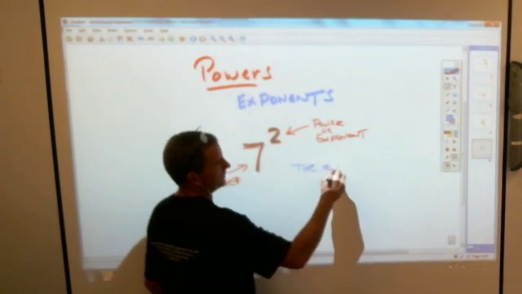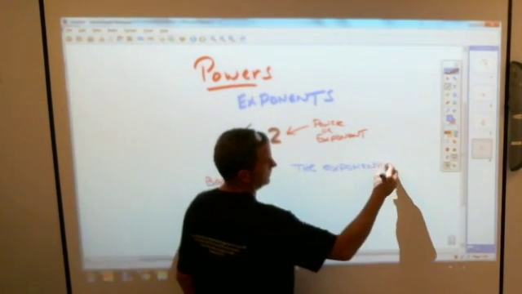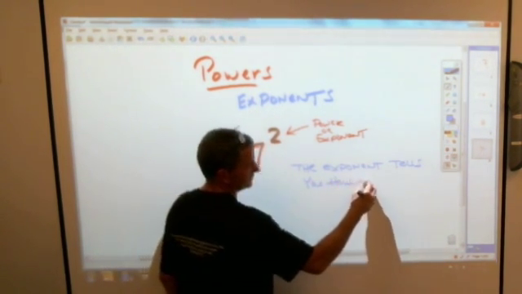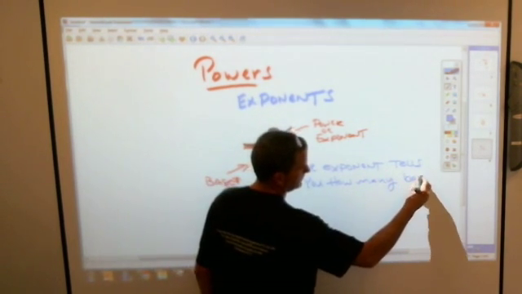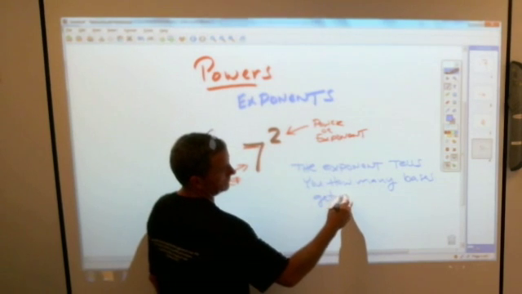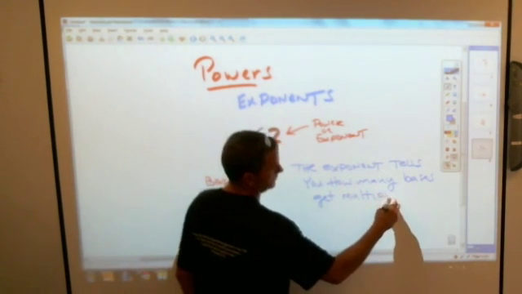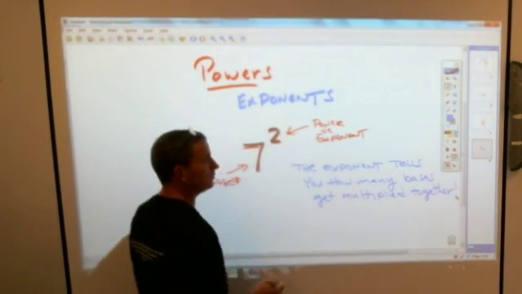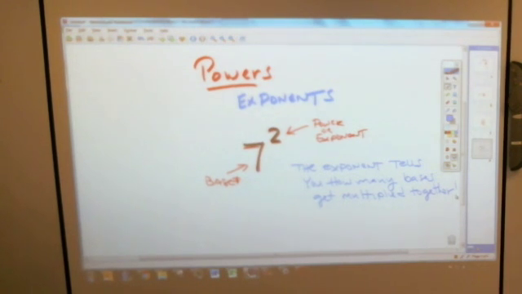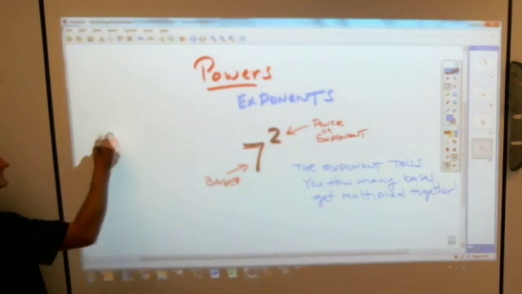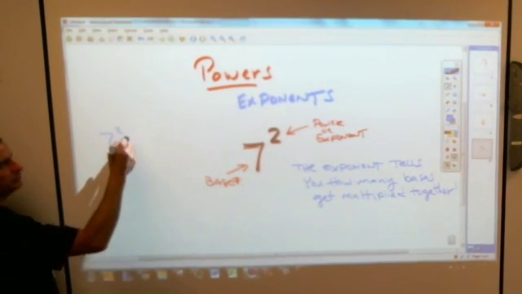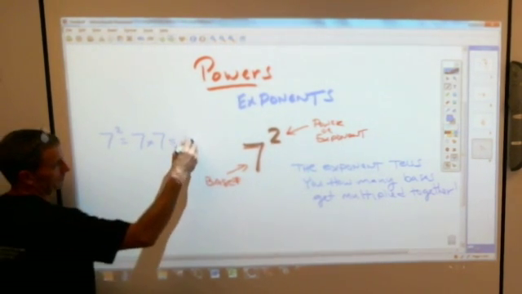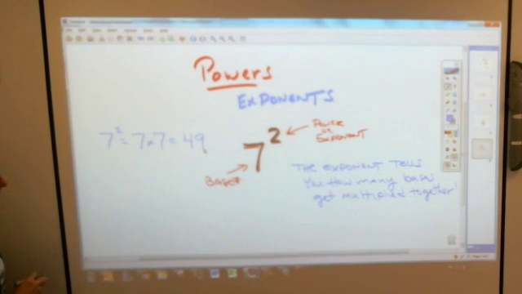The exponent tells you how many bases get multiplied together. So if you have 7 to the second power, that means you have 2 7s times themselves, which would give you, in fact, 49.